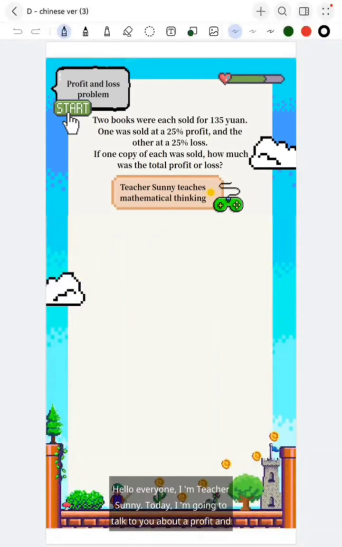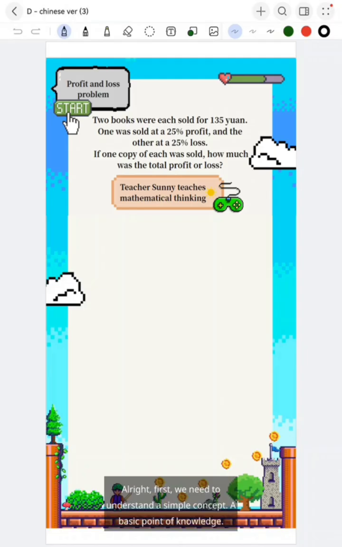Today I'm going to talk to you about a profit and loss problem. This problem is related to profit, so let's take a look. Both books are sold for 135 yuan each. One book was sold at a 25% profit and the other at a 25% loss, selling one of each. So in the end, is there more profit or more loss?